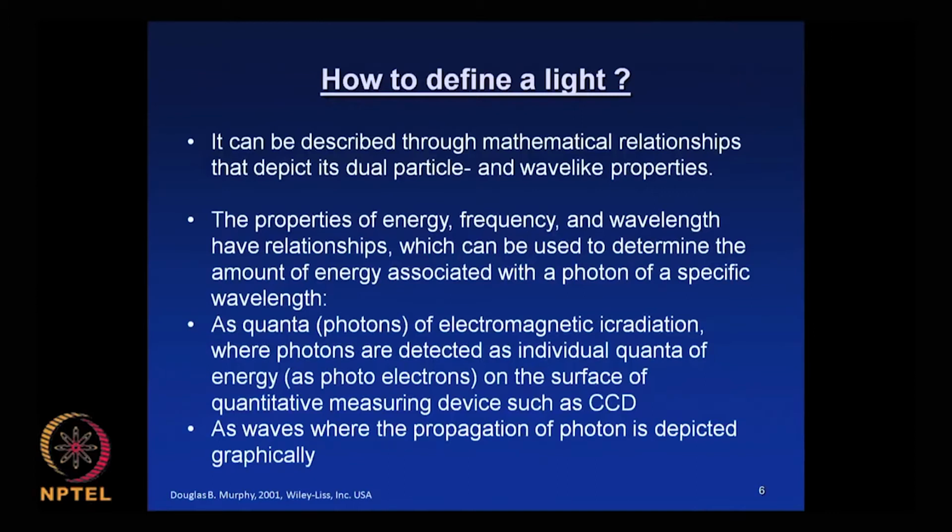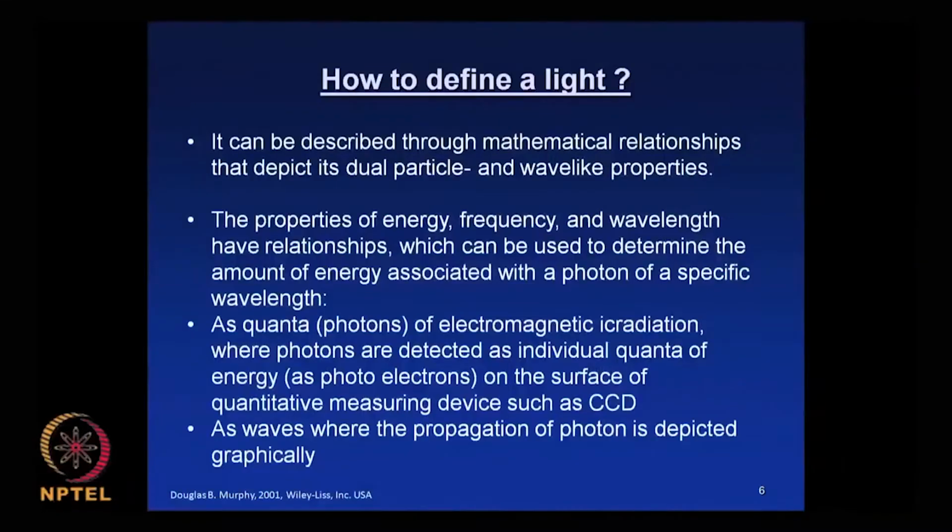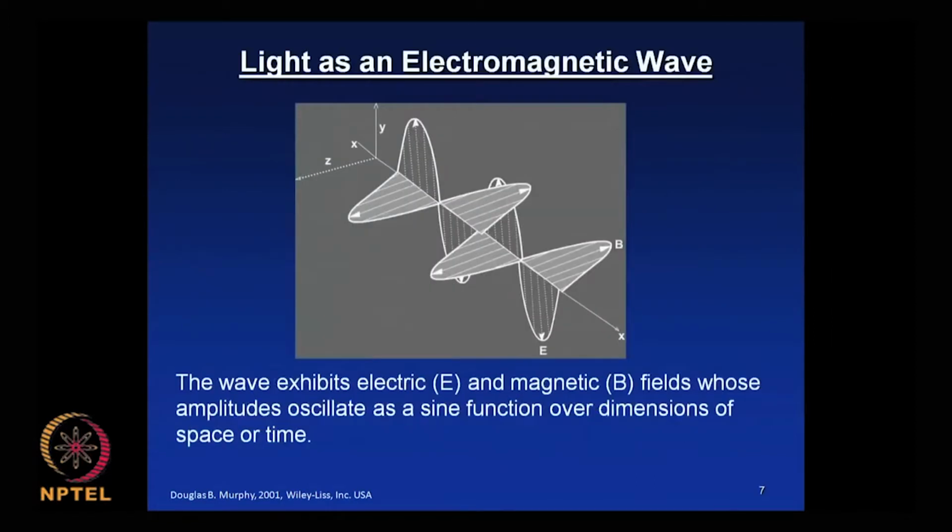So, at this point, this is considered a quanta or a particle in nature, where the interaction point, that interface, is considered a quanta. But all the other properties, like when you consider light in a propagation mode, or the photon propagates, then it is depicted like a wave, as shown here.